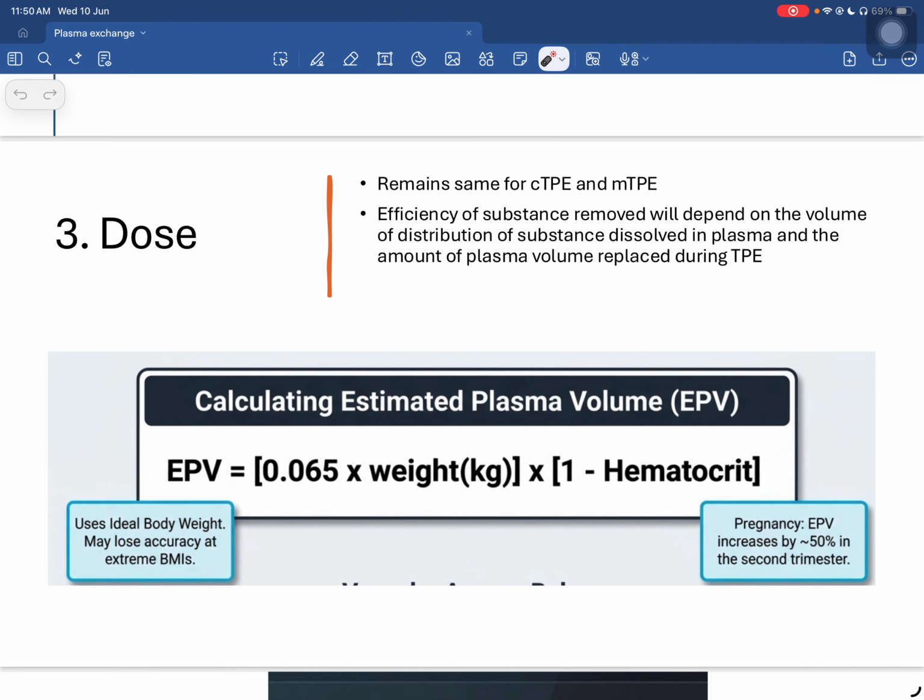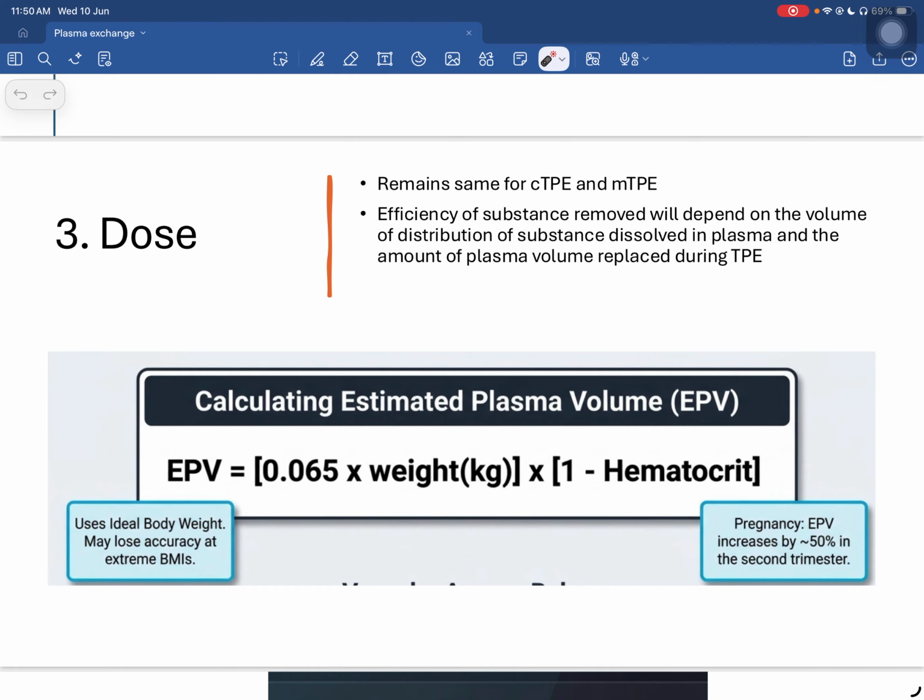How do you decide the dose? This dose is not really different for centrifugal and membrane based, and it is usually done with this formula, that is to calculate the estimated plasma volume, which is 0.065 times the weight in kg times 1 minus the hematocrit. Here this weight component is basically the ideal body weight that is to be used.